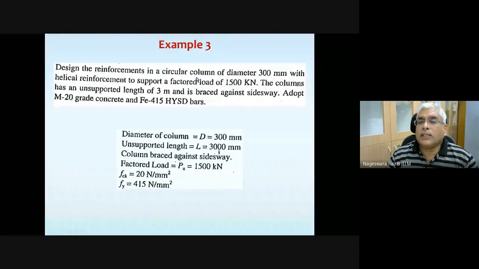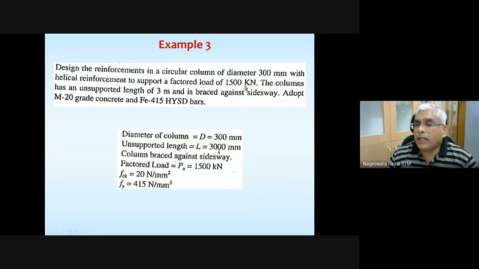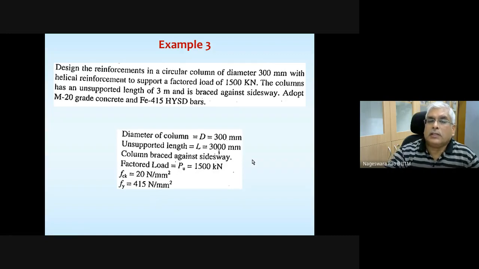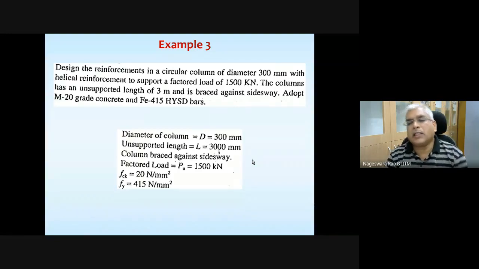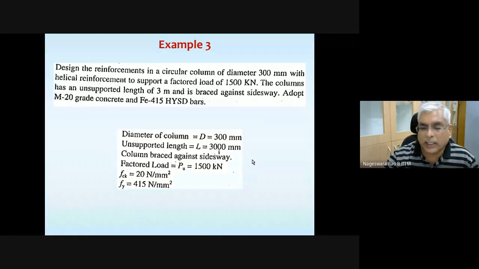So let's take note of this: a circular column of diameter 300 mm with helical reinforcement to support a factored load. The factored load is directly given, 1500 kilonewtons. The unsupported length of the column is 3 meters and it is braced against side sway. Adopt M20 grade of concrete and Fe415 steel. All the details are noted here. So we can conservatively take the effective length same as the unsupported length.